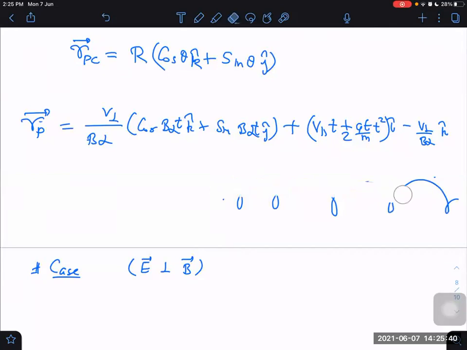So the time interval between touching will be the same. How will it be the same? The displacement will be different, but the time interval is the same, because the time period was again 2 pi by omega, and omega does not change. The time interval remains constant.